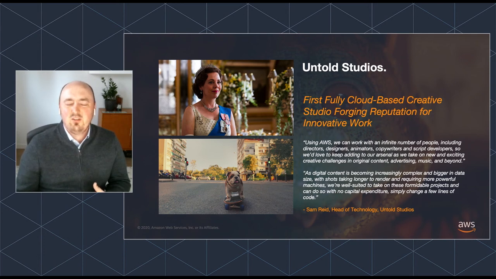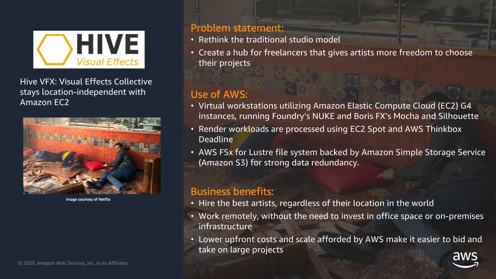So again, I'll leave some of the further details to Untold coming up in our next presentation, but pretty phenomenal to see. Another customer creating content entirely on AWS is HiveFX. They'll be presenting tomorrow on some of the work that they've been doing. They've been up to some really exciting projects, such as Spencer's Confidential and Extraction, and they were able to achieve these shots using a combination of G4 instances, primarily doing compositing work with Nuke, and then also carrying out render jobs using ThinkBox, Deadline, and EC2 Spot instances.